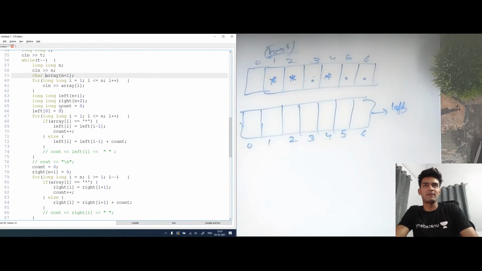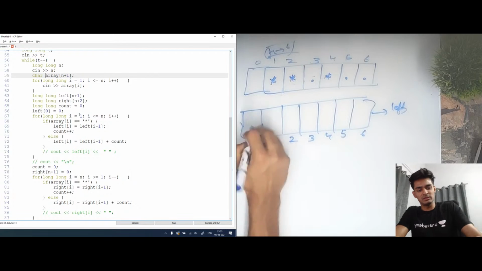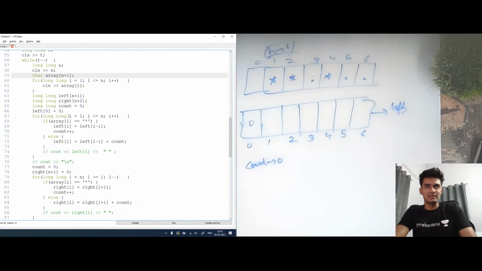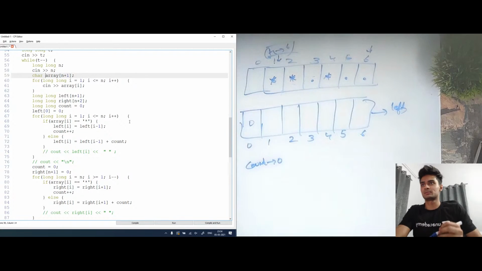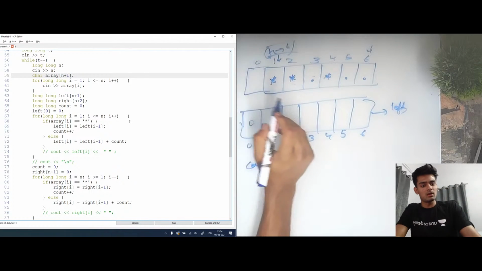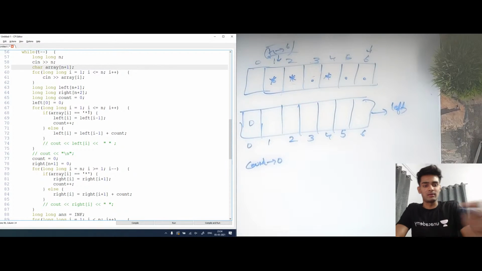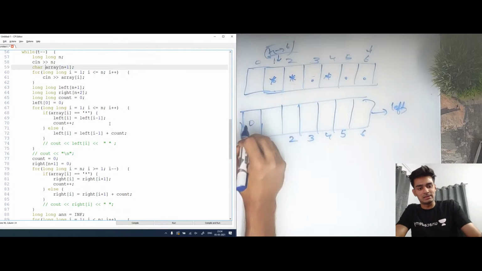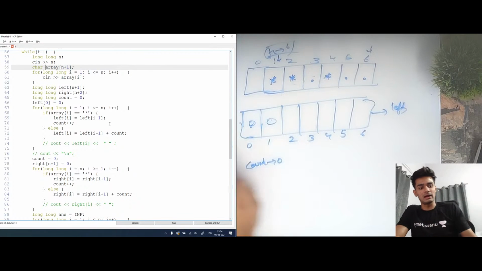Now I have count equals to 0, so our count right now is 0, and left of 0 is 0. Now let's see what I do. I equals to 1, I less than or equal to n, I plus plus. So I'm moving from I equals to 1 till I equals to 6. If array I equals star, we move into this if, and we make left of I equals to left of I minus 1. This is 0, we write it here, and we increment our count.